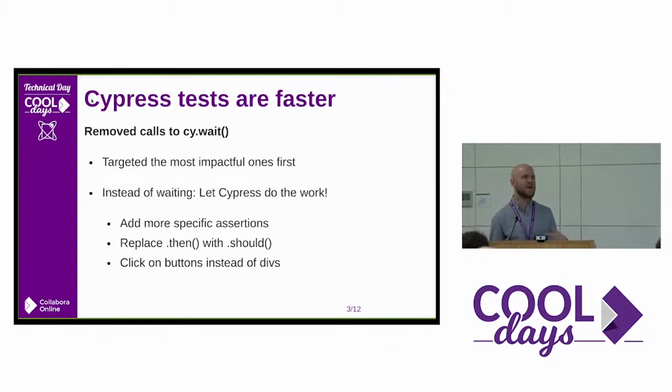It slows everything down. It's not very stable because the timing is going to be different on every machine. So instead of waiting, I've been going in and removing those waits and replacing them with faster and more reliable solutions. For example, you might need to add more specific assertions. Assert that this element appears, and then Cypress will wait until that element appears and then do the button click, something like that.